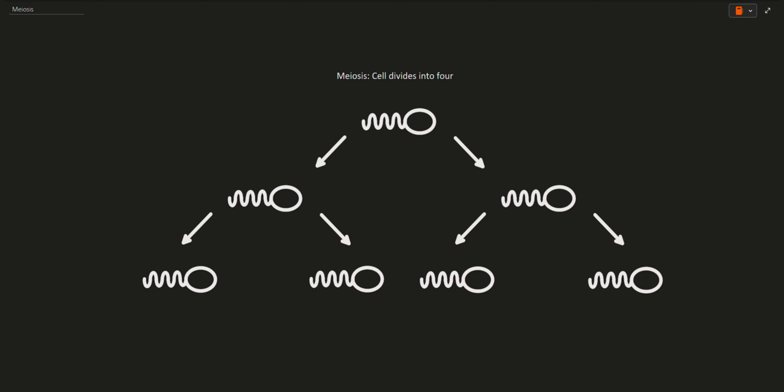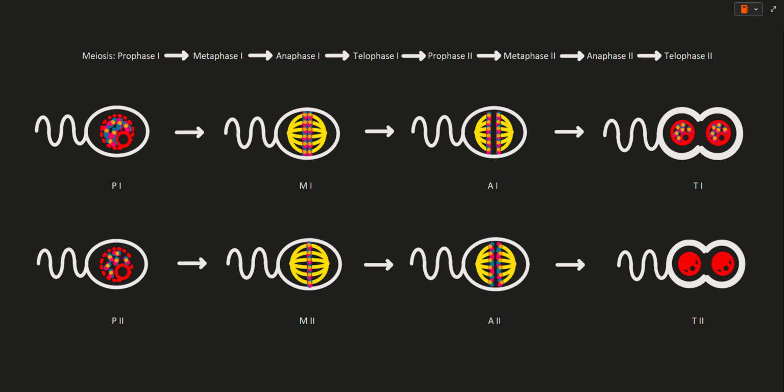Meiosis is when one cell divides into four daughter cells. Meiosis occurs in sex cells, such as sperm and egg cells. Meiosis consists of 8 stages.